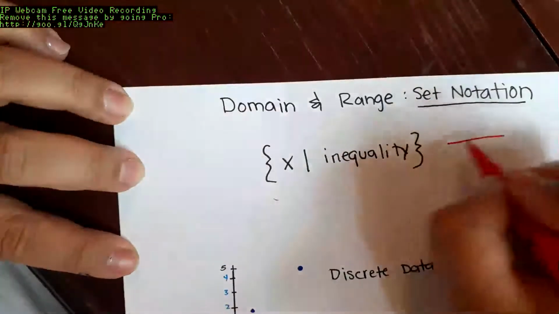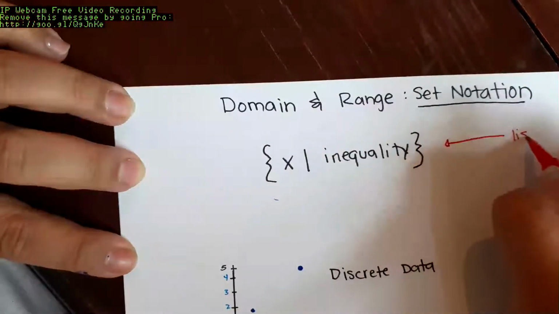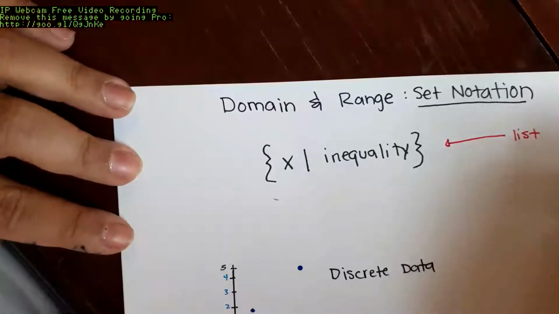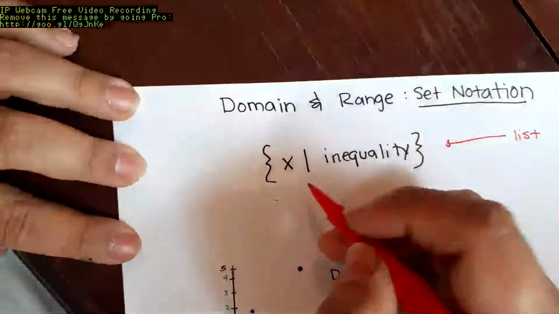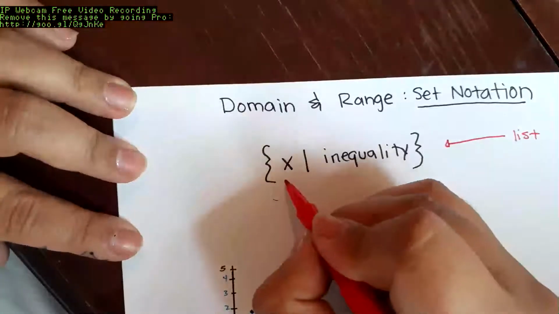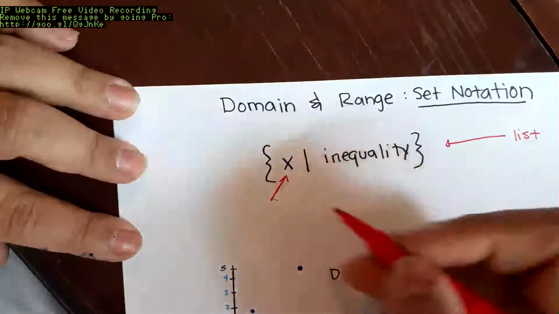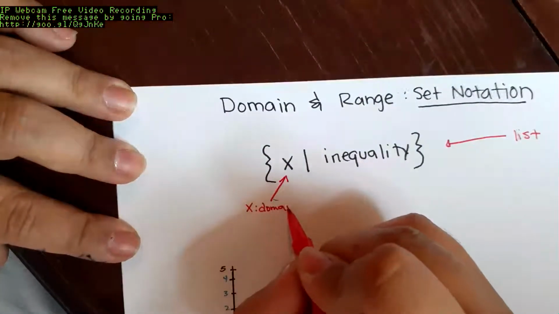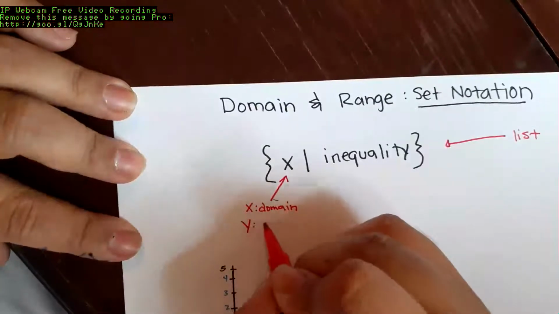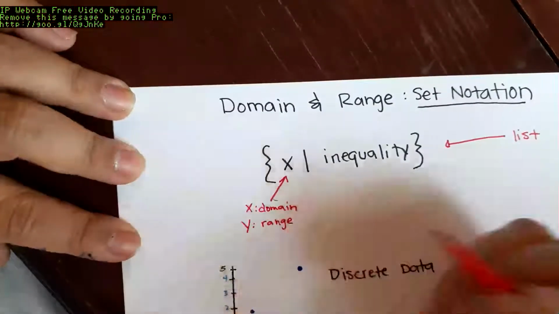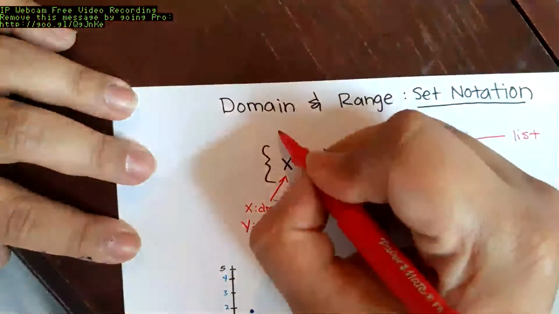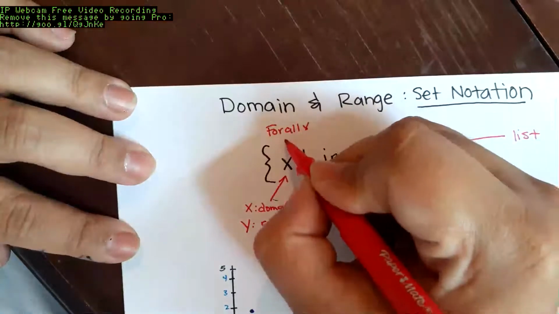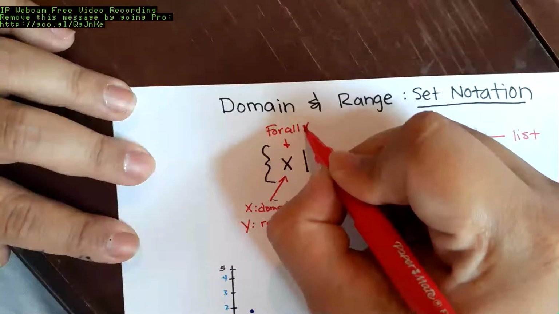First of all, when we're talking about sets, it's mainly a list. So we're listing the values for the domain and range of a function. If we break it down, this x just means we're looking at the domain. So we can have x for domain, or we can replace it with a y if we're talking about the range. And we say this part as "for all x."